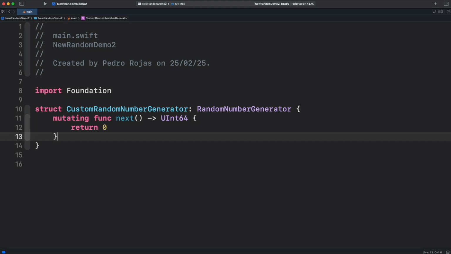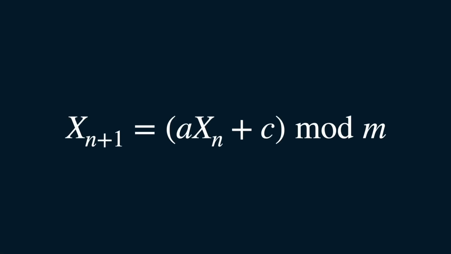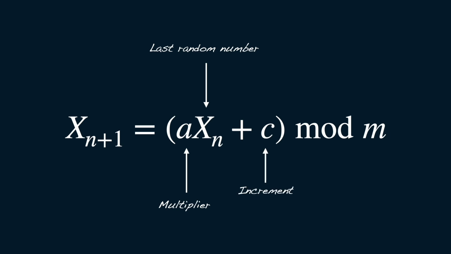The formula for this approach looks like this, where Xn is the last generated random number. The initial X0 is the seed, which we provide when we initialize the generator. A is a multiplier. Choosing a good value ensures a well-distributed sequence of random numbers. C is the increment, helping avoid repeating cycles. And M is the modulus, defining the maximum range of values. There's a lot of theory behind this, but I will leave a link in the description if you want to learn more.